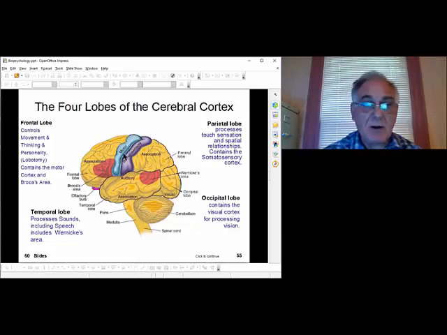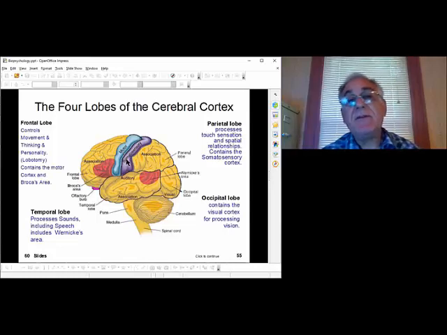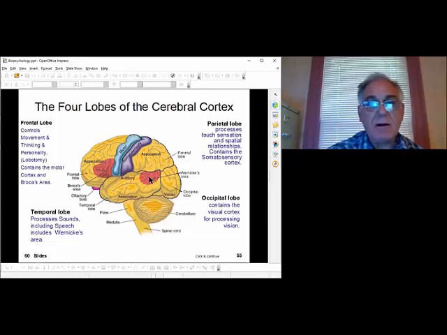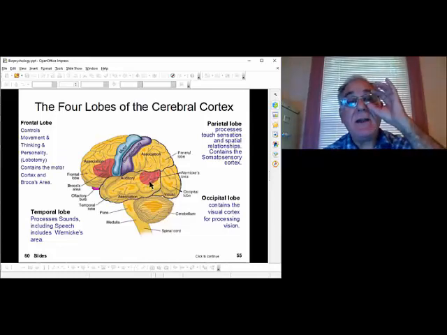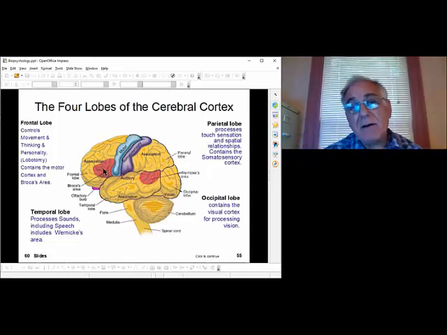The part called the motor cortex is connected to the frontal lobe. The somatosensory cortex is connected to the parietal lobe, which is this upper portion right here. And then the occipital lobe is back here, and the temporal lobe is right here. This is the temporal lobe. So the back of the temporal lobe is where you find Wernicke's area, and the back of the frontal lobe is where you find Broca's area.